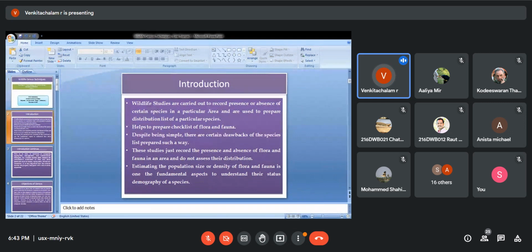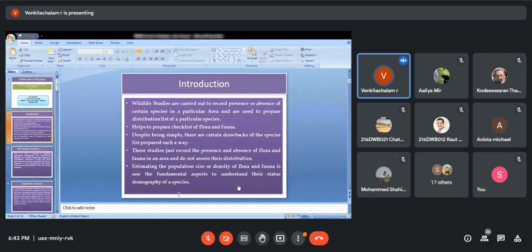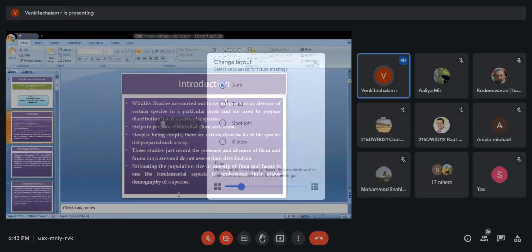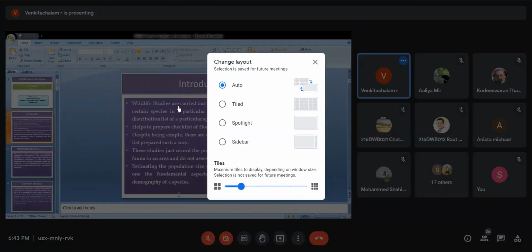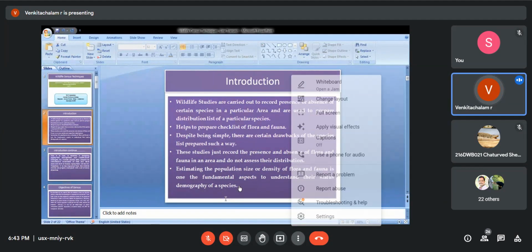So in that case, instead of only recording the species, we should know about the population of the species. And for population monitoring, we need to employ some transects to study the population of the particular species. And also, the census method will help us to prepare a checklist of flora and fauna.